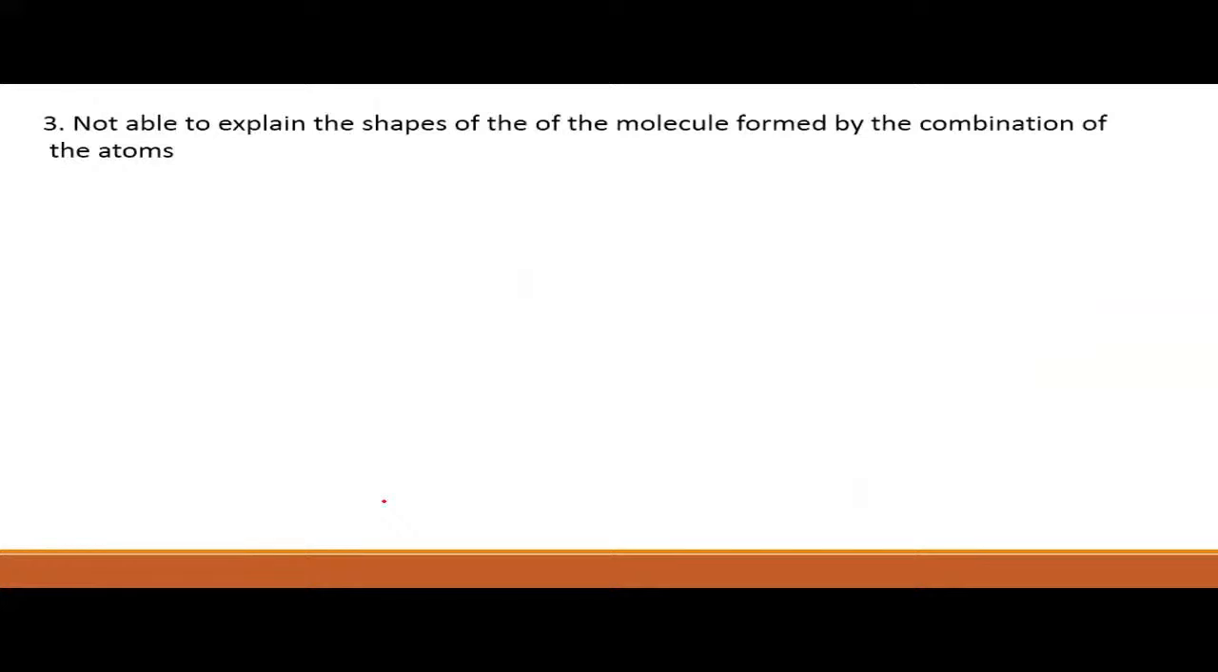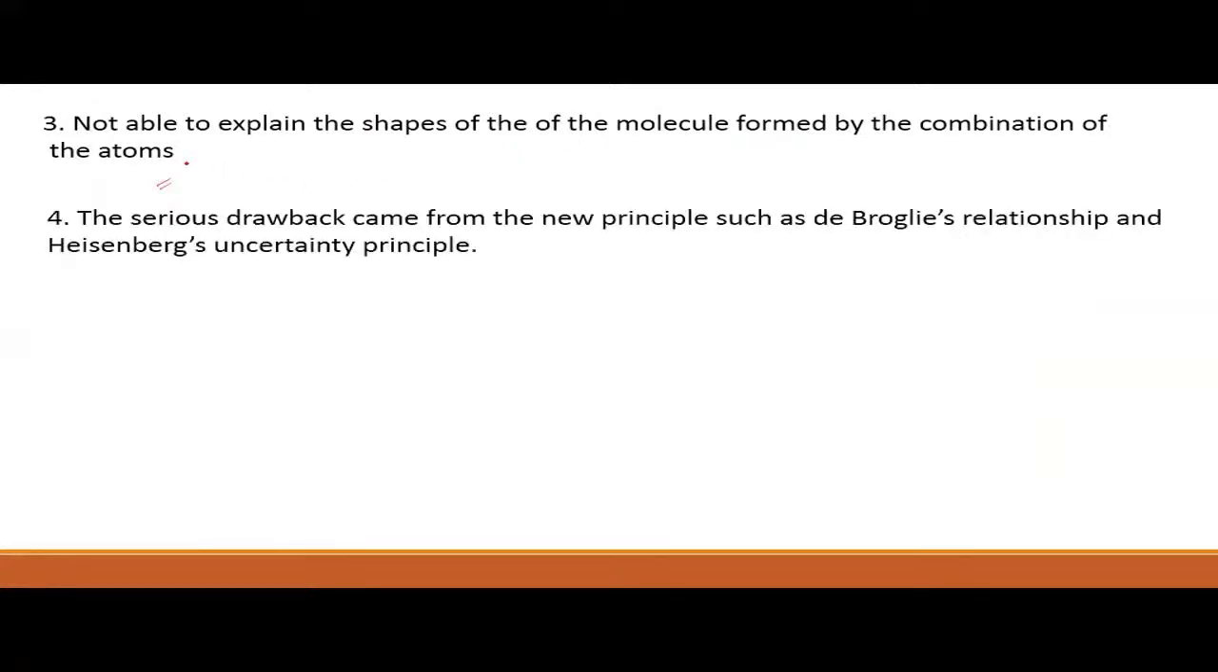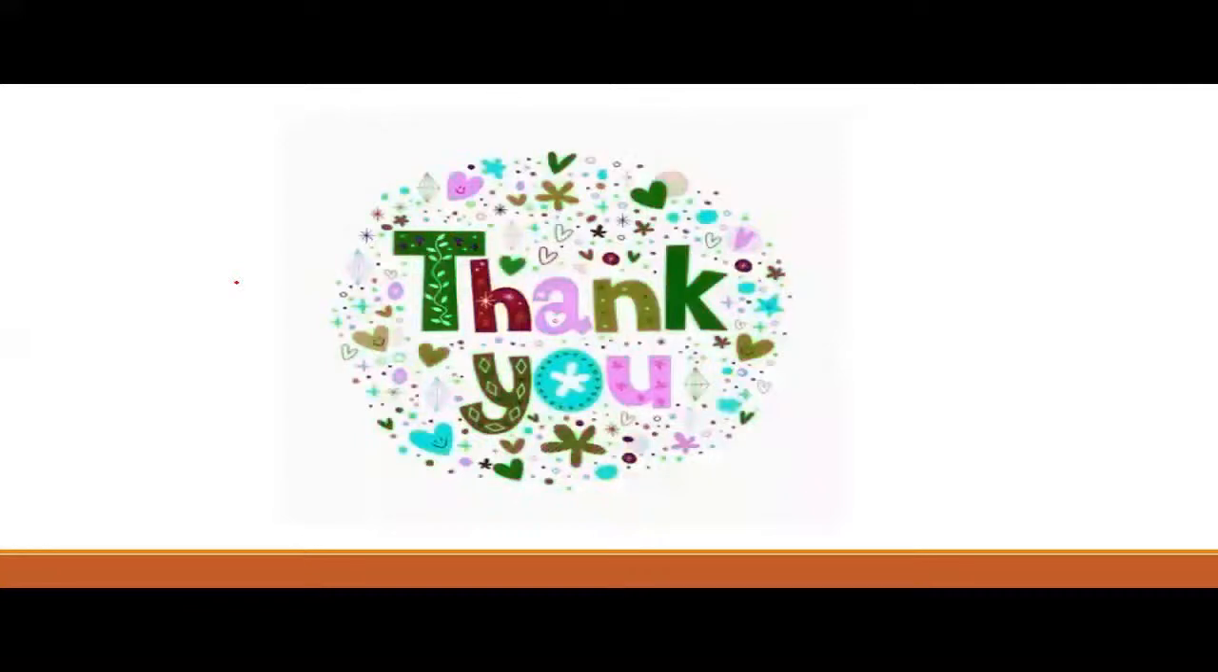Third, it is not able to explain the shape of the molecule formed by the combination of atoms. The serious drawback comes from new principles such as de Broglie's relationship and the Heisenberg uncertainty principle. When these principles were discovered, so many drawbacks were observed in Bohr's atomic model. These topics we will discuss in the next video. Hope you are able to understand this topic.